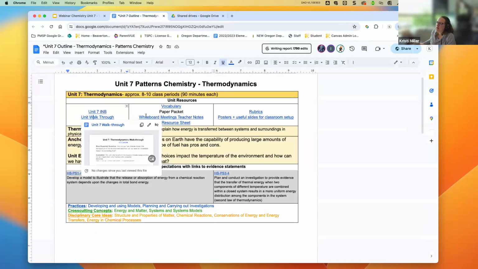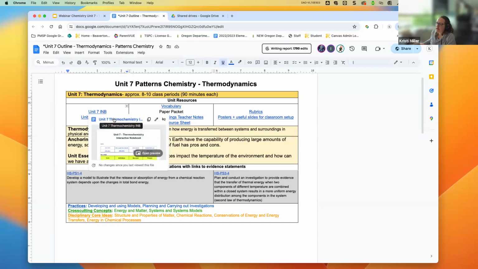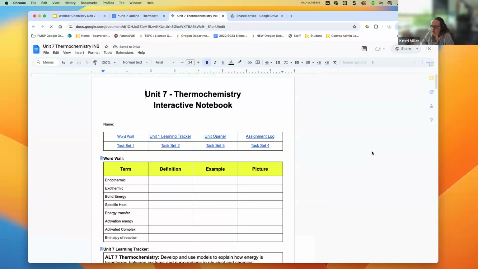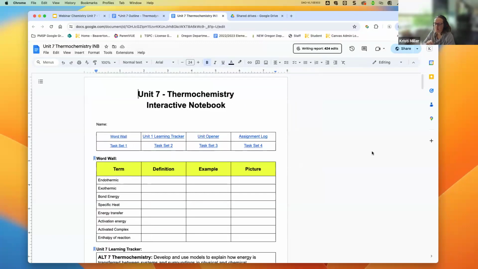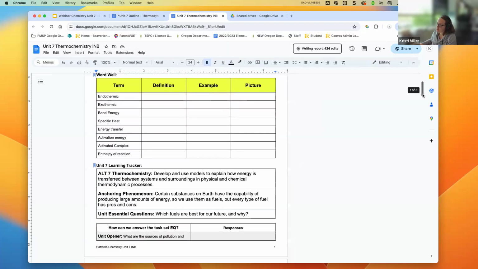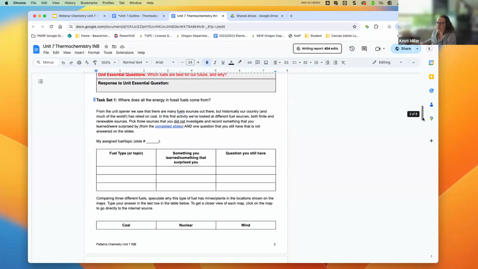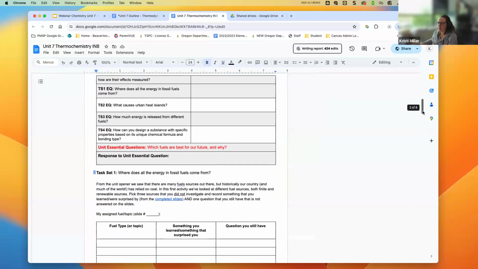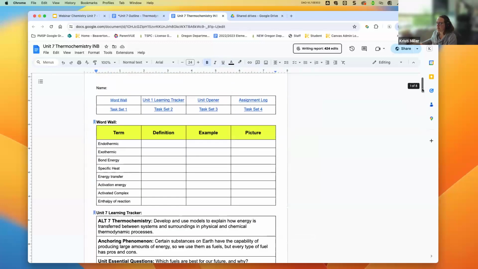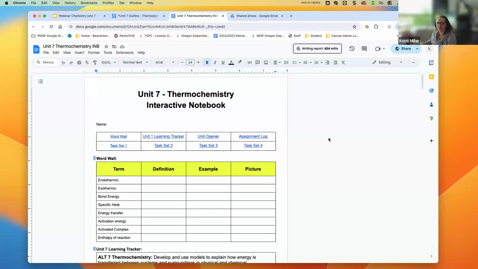The other great document is the INB. Now I'm going to tell you right now, the INB is not currently updated. We've made a couple of adjustments in Unit 7, mostly to the fuels lab. And what we have not had a chance to do yet, and this is true for many of our units, is update our INB. This summer's work is going to include that. So if you're using the INB, please know that there are a couple of parts that are not yet updated, but we're going to be doing a big dive into that over the summer.